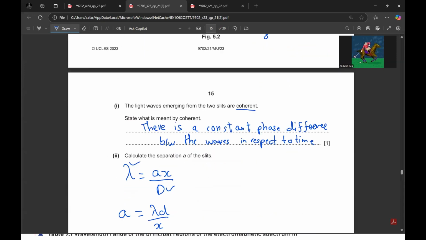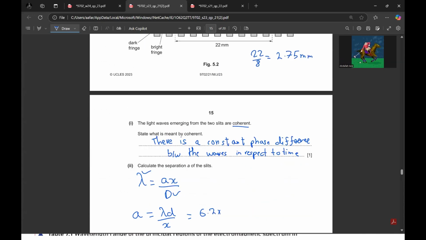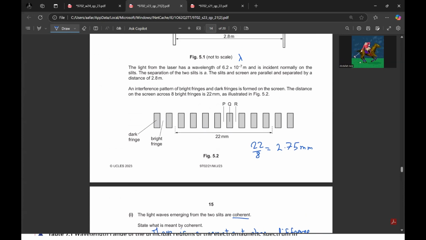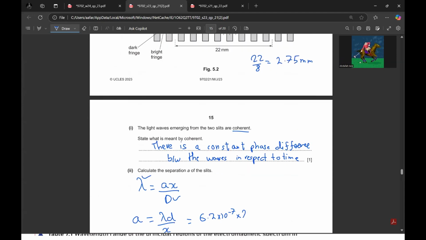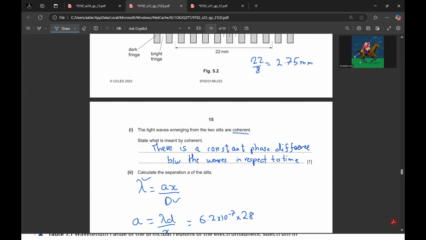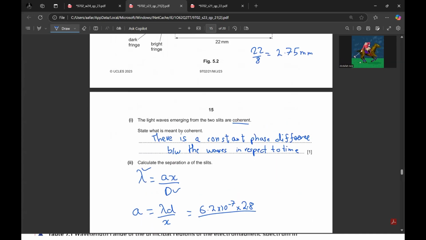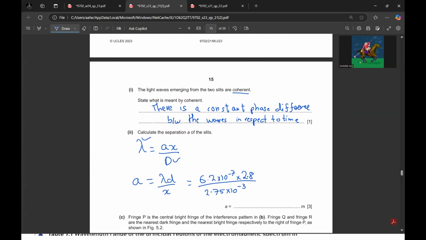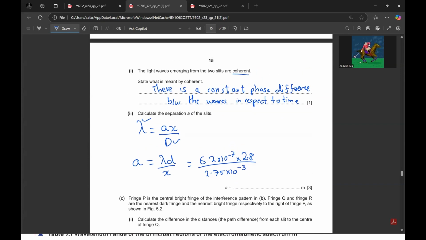So we'll write lambda, 6.2 times 10 power negative 7, d, 2.8 meters, and x, the fringe width, is 2.75 times 10 power negative 3. So the slit separation is 6.3 times 10 power negative 4.